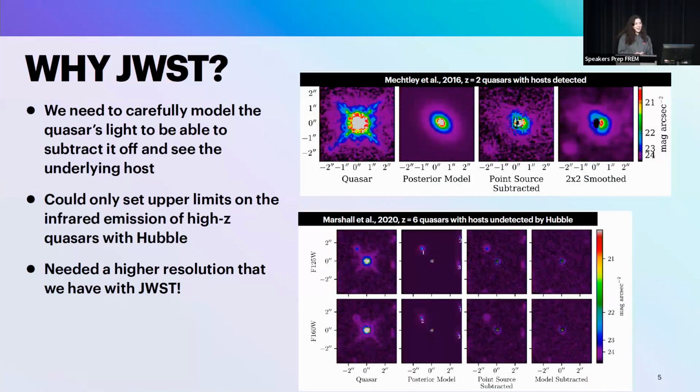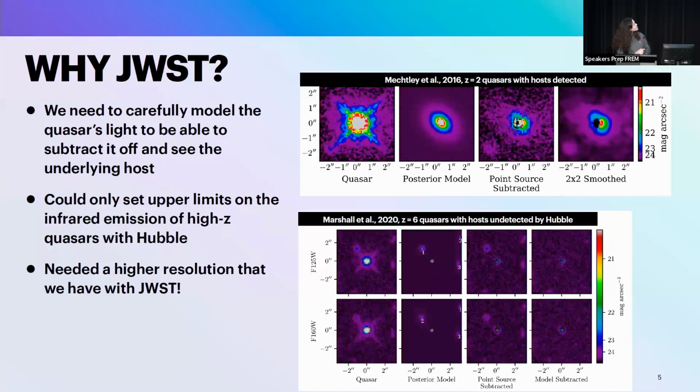So despite having a higher resolution with JWST, it's still not that easy. We still need to be able to carefully model off the quasar's light and subtract it off from its underlying host galaxy. And I'll talk about that model in a bit more detail in a couple slides. But you can see at Z equals 2, this is the quasar image that we detect and do some fancy modeling. And then when we subtract the point source or the quasar, we're left with this nice underlying host galaxy. This is the smooth version.